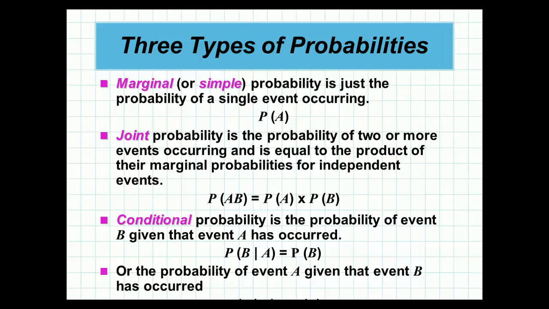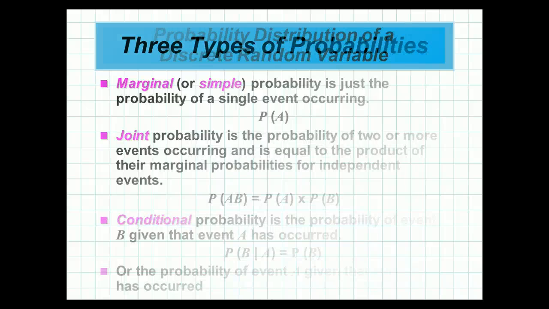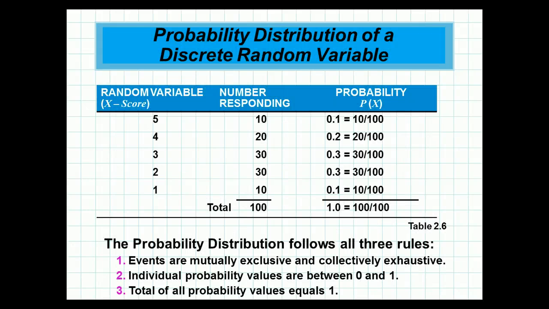Now, conditional probability is the probability of an event based on the fact that a different event has already occurred. Now, this example also is something that we're going to be able to use in our homework. So watch closely on the next couple of slides.